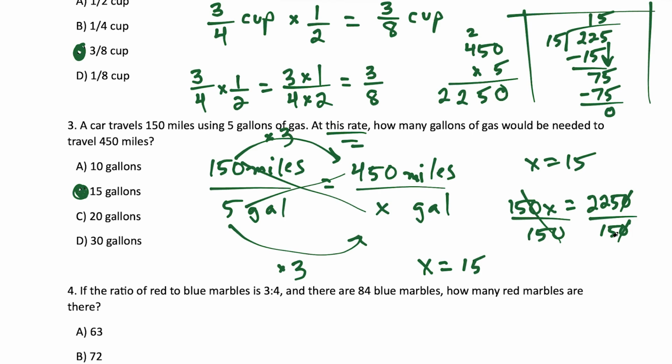But if you just know that 15 times 15 is 225, then that would get you to x equals 15 even faster. But either way, we're getting choice B.